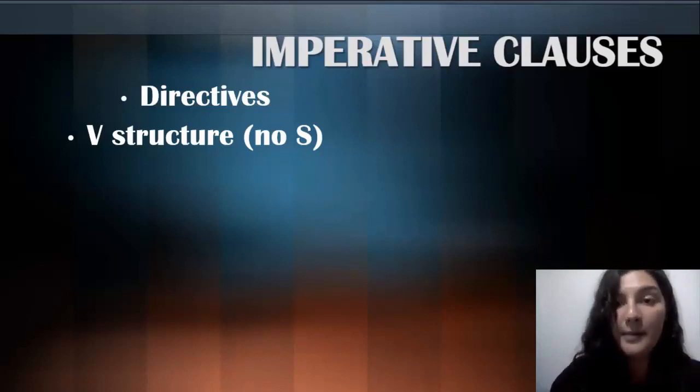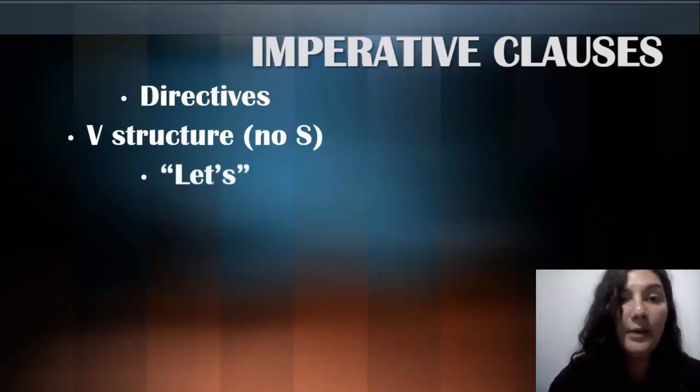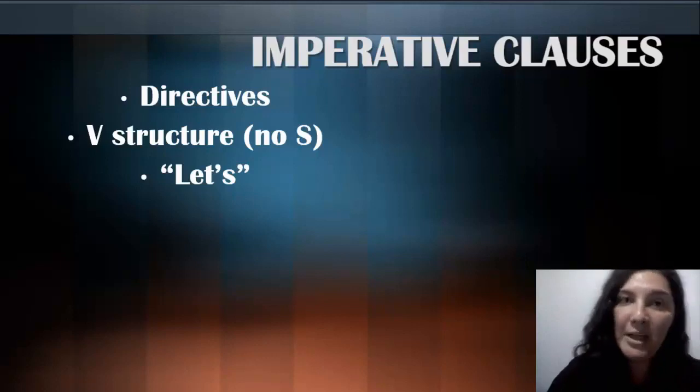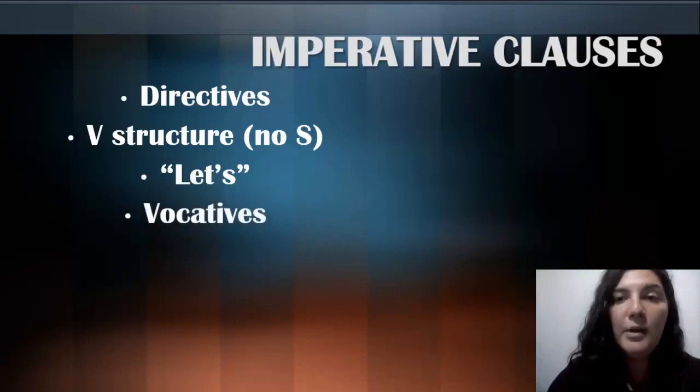There's a special type of imperative clause, which is the structure let's. It is composed by the verb let and us in the contracted form. So let's is a contraction of let us. And in general terms, this structure is used to suggest an imperative or a directive in which both speaker and the addressee are included. Finally, we have the use of vocatives. Vocatives are also a special case of imperative clauses where we use a subject noun phrase to identify the person who is going to perform an action.